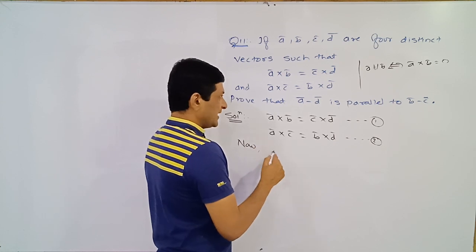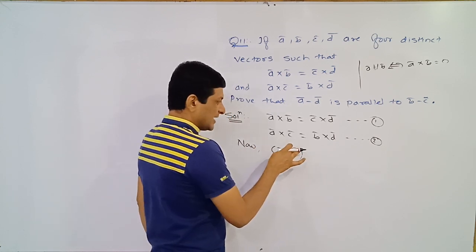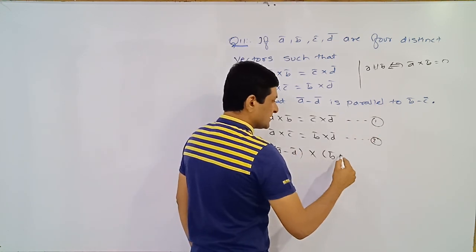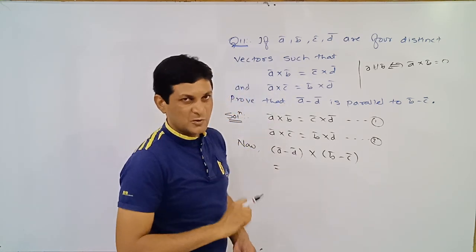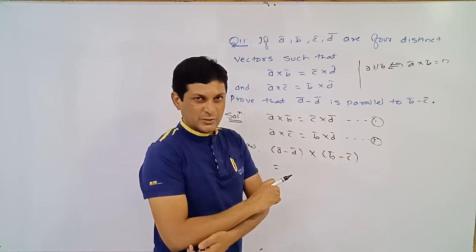So let us try to find the cross product of these two vectors. So now we are finding the cross product of a bar minus d bar and b bar minus c bar, and check whether the value of this cross product is 0 or not. In case it is 0, we can say that these two vectors are parallel to each other.